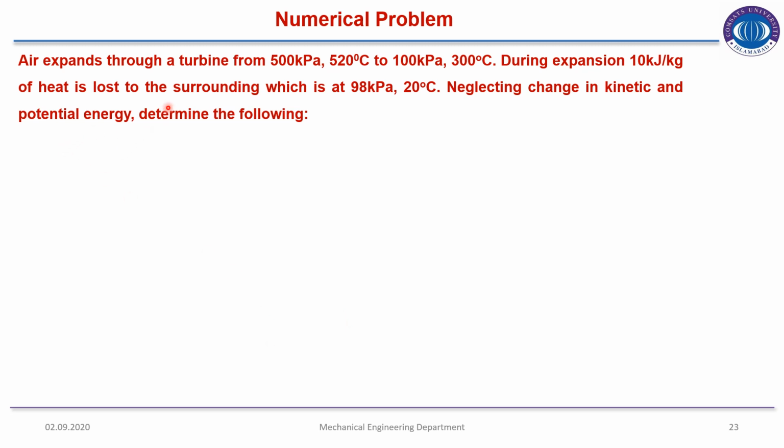Air expands through a turbine from 500 kilopascal and 520 degrees centigrade to 100 kilopascal and 300 degrees centigrade. During the expansion, 10 kilojoule per kg of heat is lost to the surrounding, which is at 98 kilopascal and 20 degrees centigrade. Neglecting the change in kinetic and potential energy, determine the following. So here we have to calculate the decrease in availability, the maximum work, and the irreversibility.